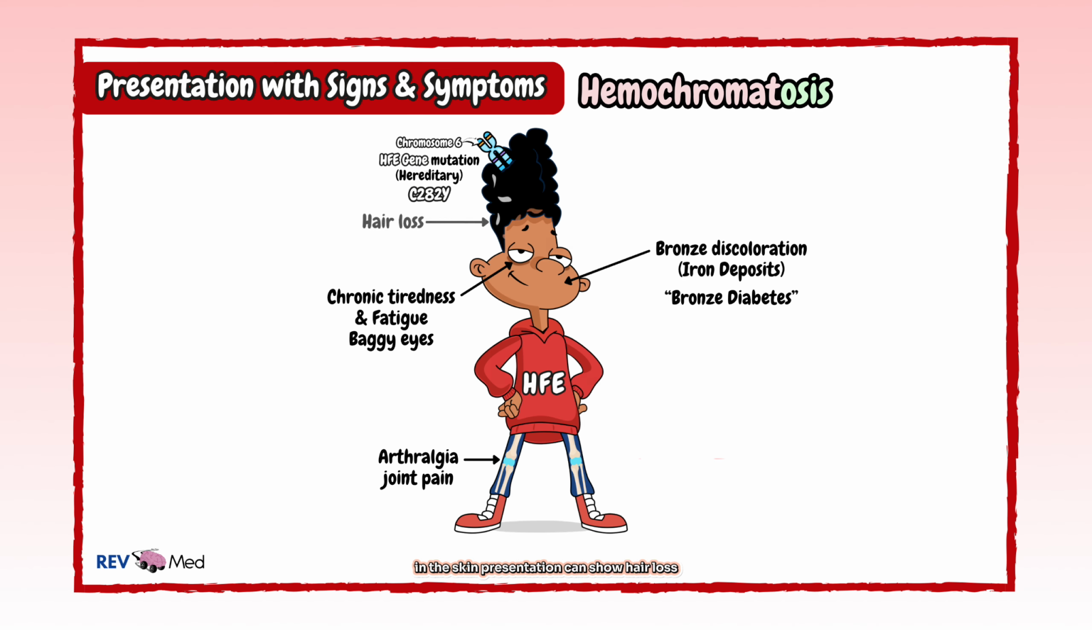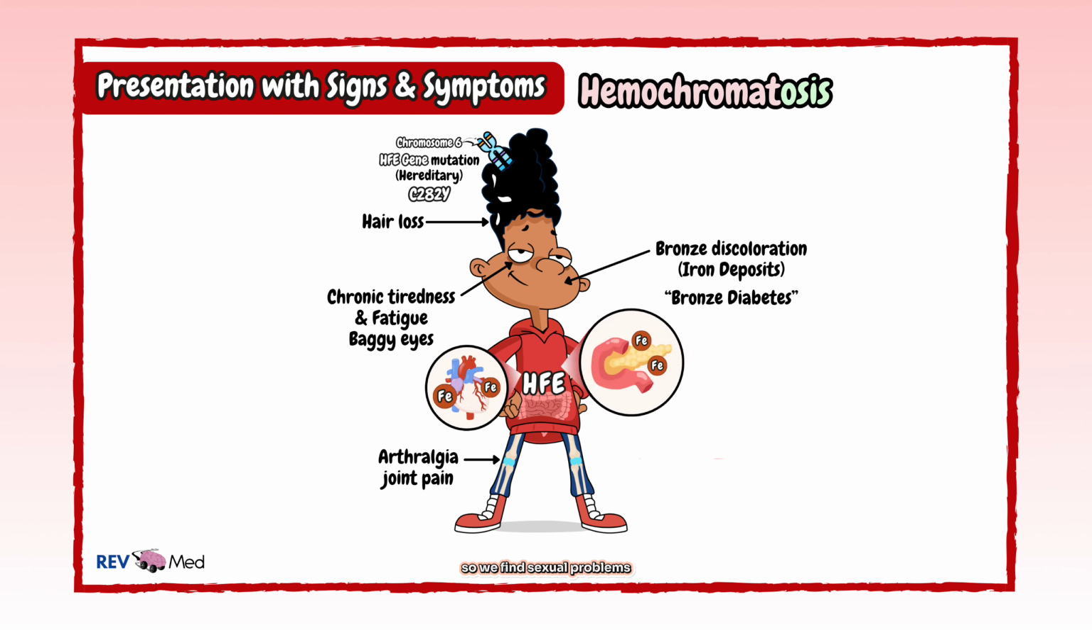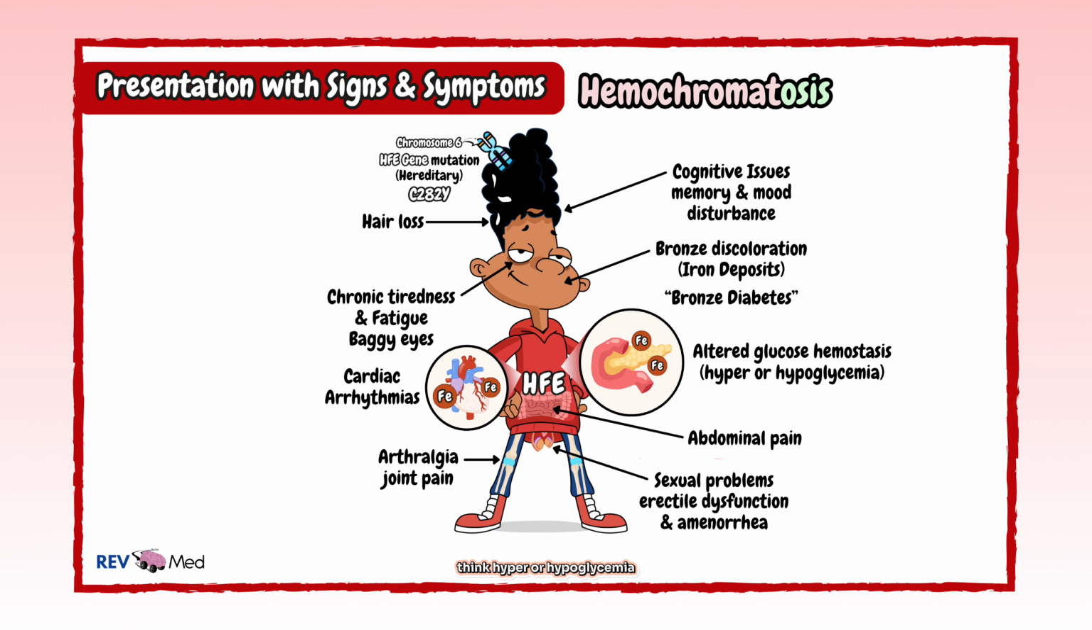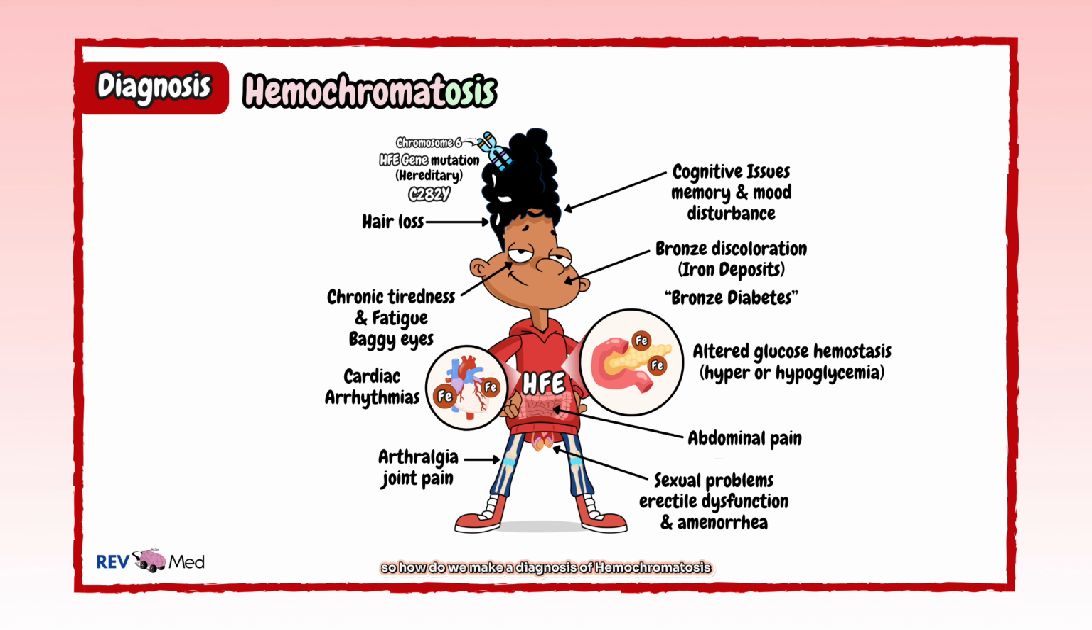Presentation can show hair loss. And remember, while we discuss these areas, hemochromatosis is when there's an excessive iron absorption in the intestine, leading to iron deposited in organs and tissues. So we find sexual problems such as erectile dysfunction and amenorrhea. Presentations include cognitive issues such as memory and mood disturbance. Patients have cardiac arrhythmias, abdominal pain, and altered glucose homeostasis. Think hyper or hypoglycemia.